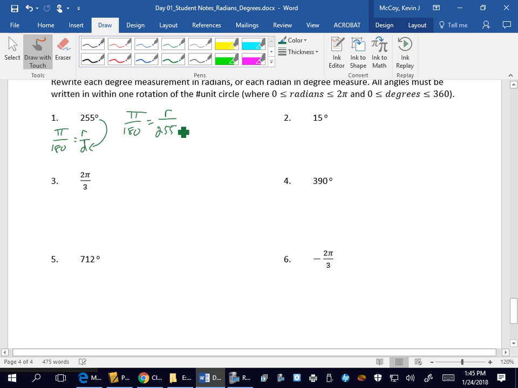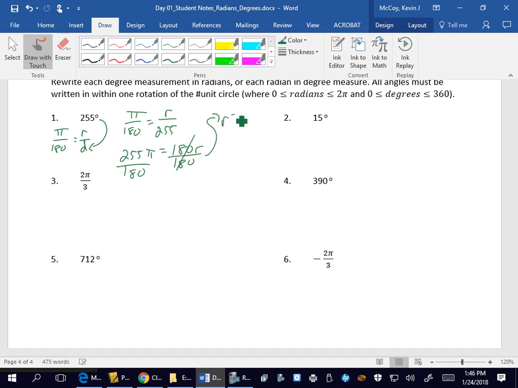If we now cross multiply, we'll get 255 pi equals 180 times r. I'm solving for r. I want the radian. So what do I have to do? I have to divide both sides by 180. So bringing this stuff up here, ultimately the 180s cancel out. I'm going to get r equals 255 pi over 180.